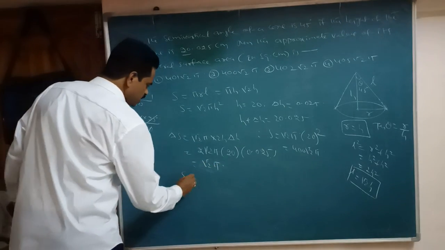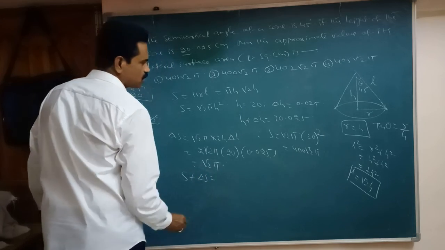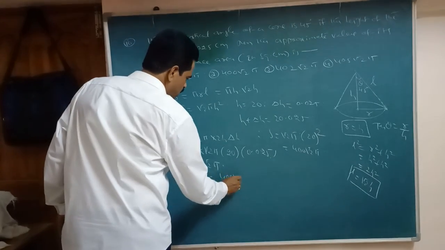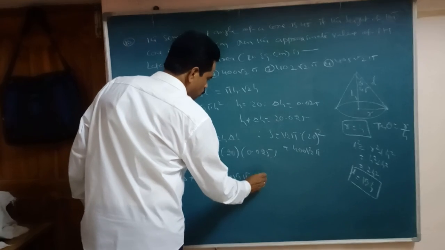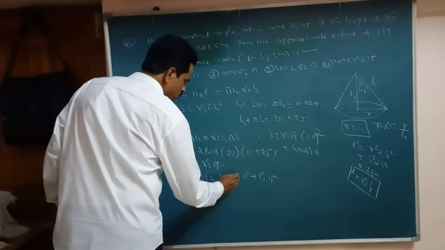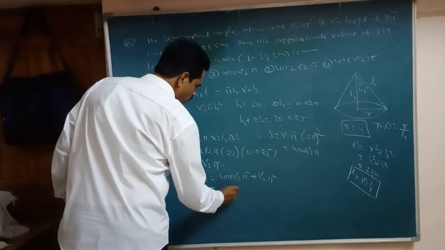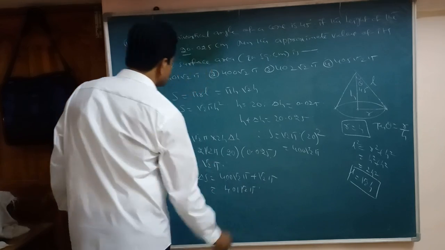So we have S plus delta S equal to 400 root 2 pi plus root 2 pi, that is 400 plus 1, which equals 401 root 2 pi. So which is correct here?